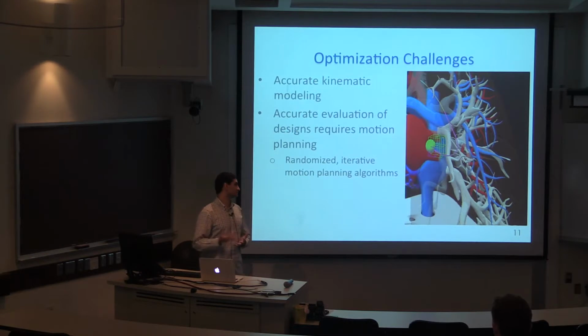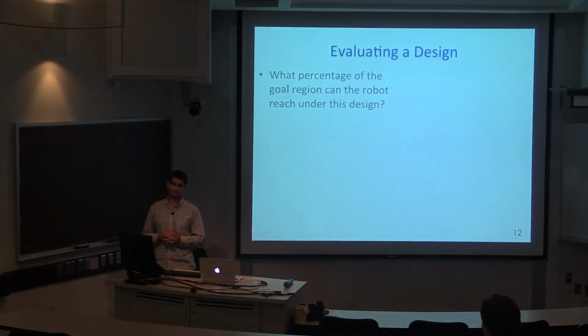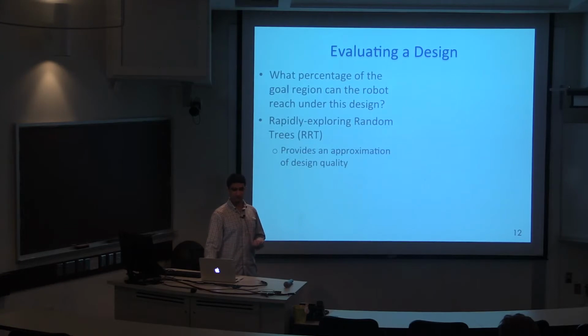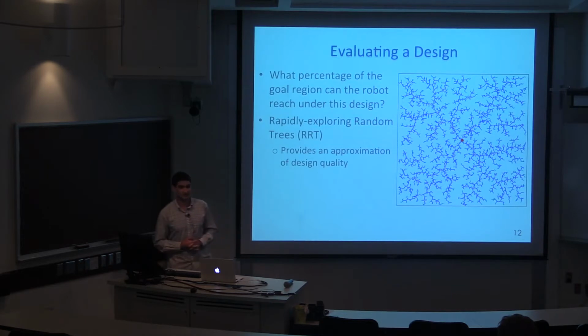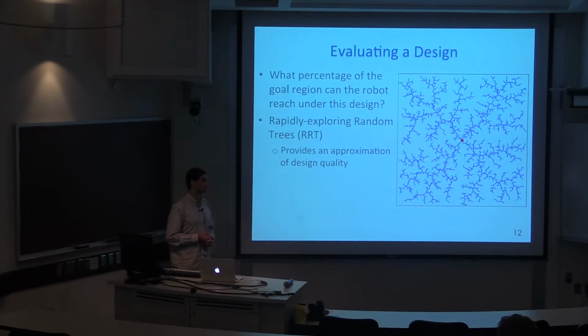So let's say we consider one design, such as this one. How can we evaluate its quality? Evaluating a design basically entails asking the question of, under this design, what percentage of the goal cubes can the robot reach? As I mentioned before in the picture, we had the robot reaching 1 cube. So 1 out of 4, that's 25%, but can it reach 100%? This is fundamentally a motion planning problem, for which we use an algorithm called rapidly exploring random trees. It's an iterative algorithm that provides an approximation of the reachable goal percentage.